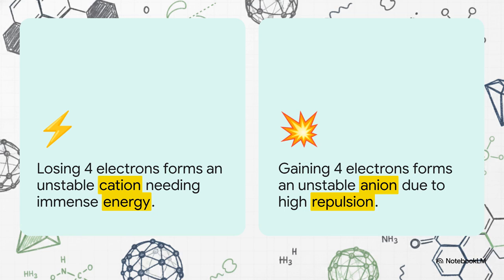Route 2. What about gaining 4 electrons? If it accepts 4 electrons to reach the neon configuration, it becomes a C4- anion. But carbon's nucleus only has 6 protons. Those 6 protons simply cannot hold on to 10 electrons. The increasing repulsive forces make it highly unstable. So giving or taking electrons, simply not an option for our carbon atom.